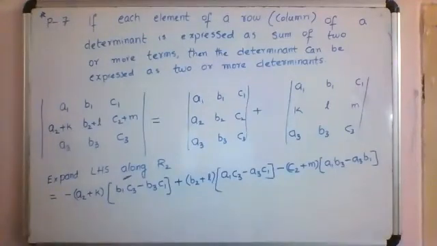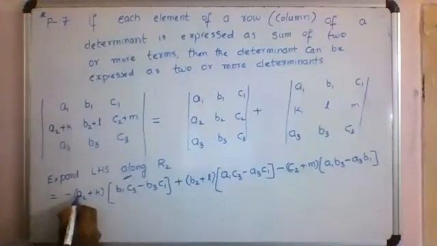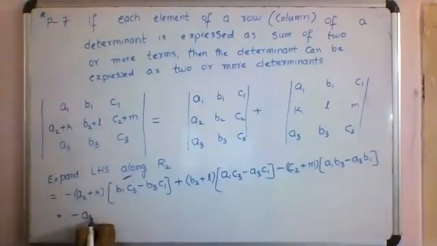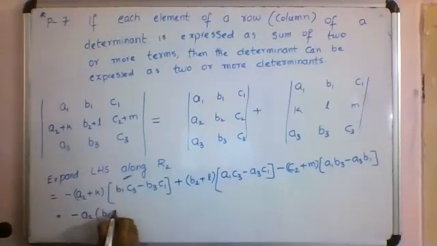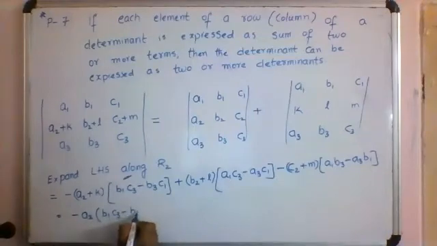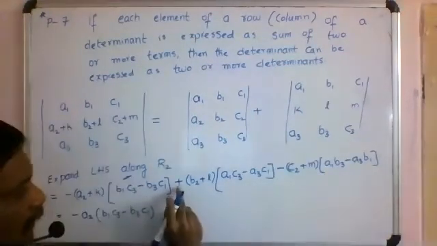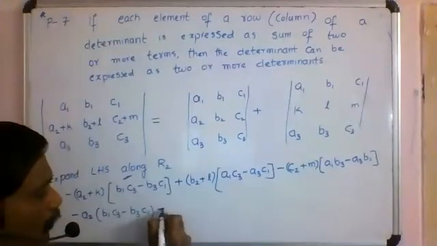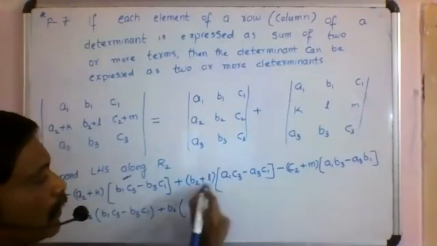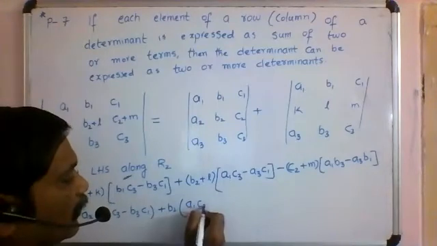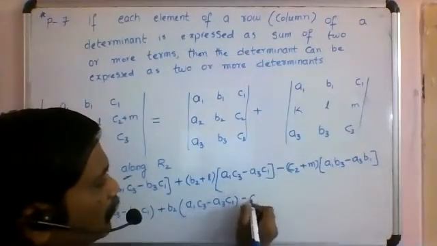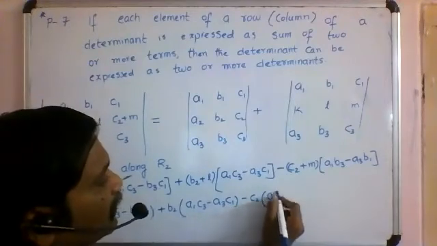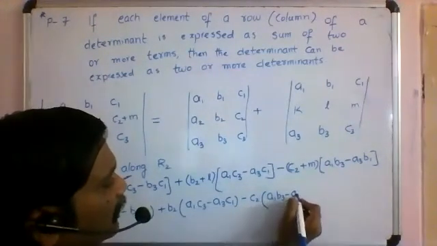Now I separate this like this. I write this first element, first number, minus A2 into the total thing, B1 C3 minus B3 C1. Here plus B2 into this total thing, A1 C3 minus A3 C1, minus C2 into A1 B3 minus A3 B1.